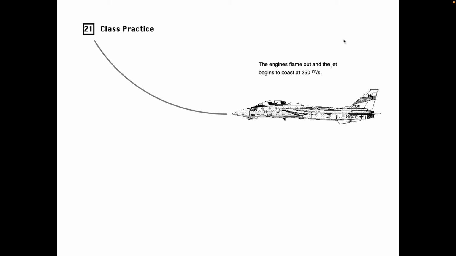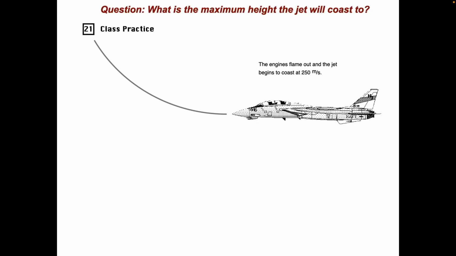Okay, this is another class practice or example problem that we did. The question is, what is the maximum height the jet will coast to? So the engines flame out. The jet is basically a really big, awkward, heavy glider. I'm trying to see how high it can coast to.